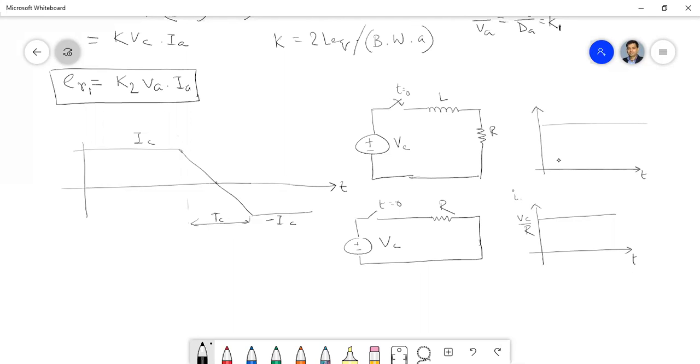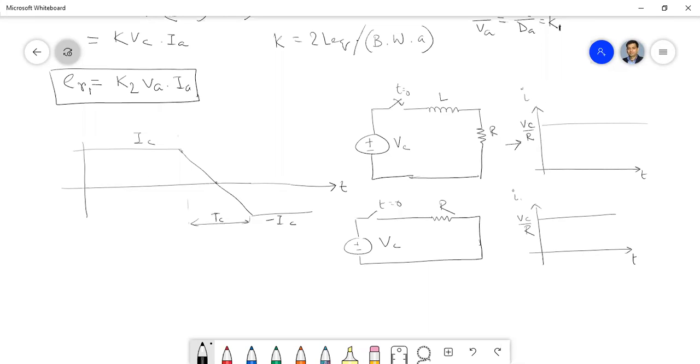Now, what will be the profile? What will be the final current in this circuit? The maximum value will be V by R, so the same current will flow in both circuits, isn't it? Ultimately, after a long time. The time will be defined by something else, but after all, the same current, V by R, will flow.